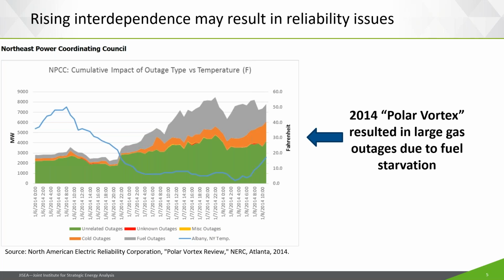So there's this increasing dependence between the two. One classic example of this is the 2014 polar vortex, which led to so much demand for natural gas from the other customers there, the residential and commercial customers for heating, for example, that there were gas delivery issues to power generation.